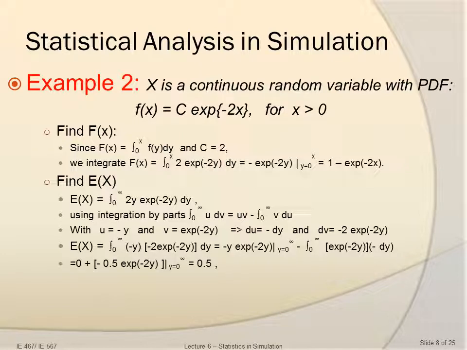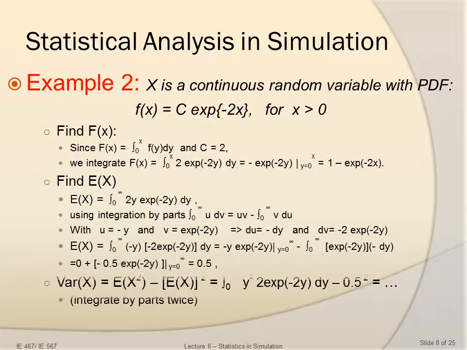So this simplifies to 0.5. So the expectation is 0.5, which if you check what we learned in lecture 5, exactly corresponds to what we would expect based on the more general formula for the exponential distribution, because this is an example of an exponential distribution.